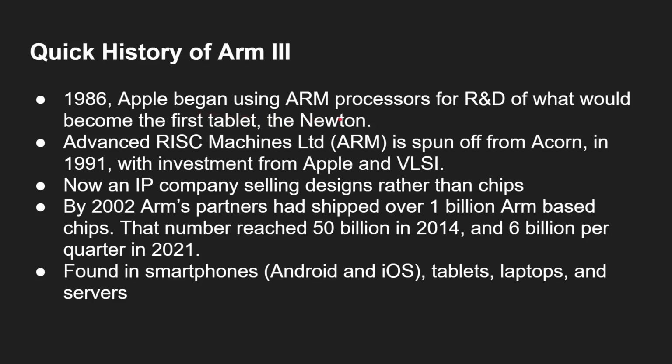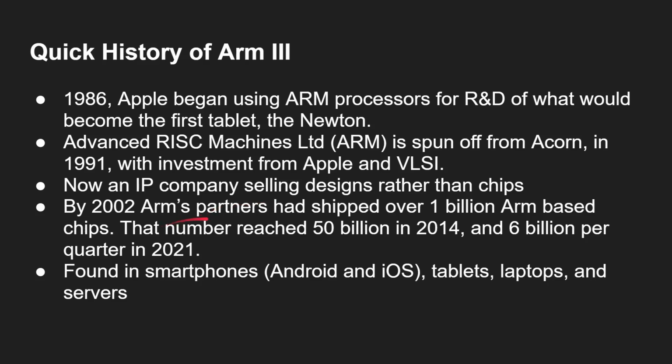But the use of that ARM processor was revolutionary at the time, and so Advanced RISC Machines, rather than Acorn RISC Machines, ARM, was spun off from Acorn in 1991 with investment from Apple. And of course this is 1991, and here we are all these years later, and Apple's still very much a big user of ARM processors. Now at this point it became an IP company, intellectual property, so rather than making physical chips, it sold the design of those to other companies who could then put them in their chips.